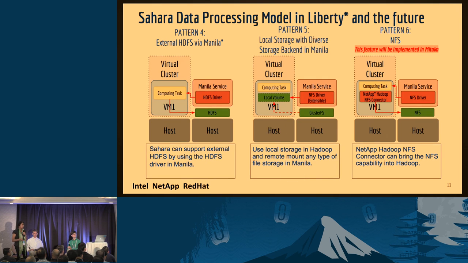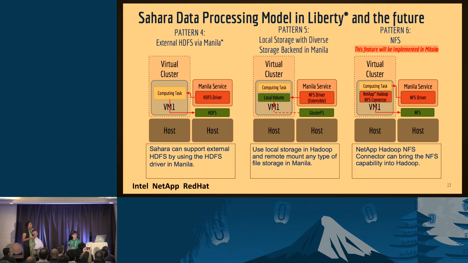What do we have in Liberty? Pattern 4 and 5. 6, we'll get to in a little bit with Jeff. What does pattern 4 do? It uses the Manila file service system. It has a Hadoop driver, an HDFS driver, and through your VM, you can access the Hadoop file system through Manila.